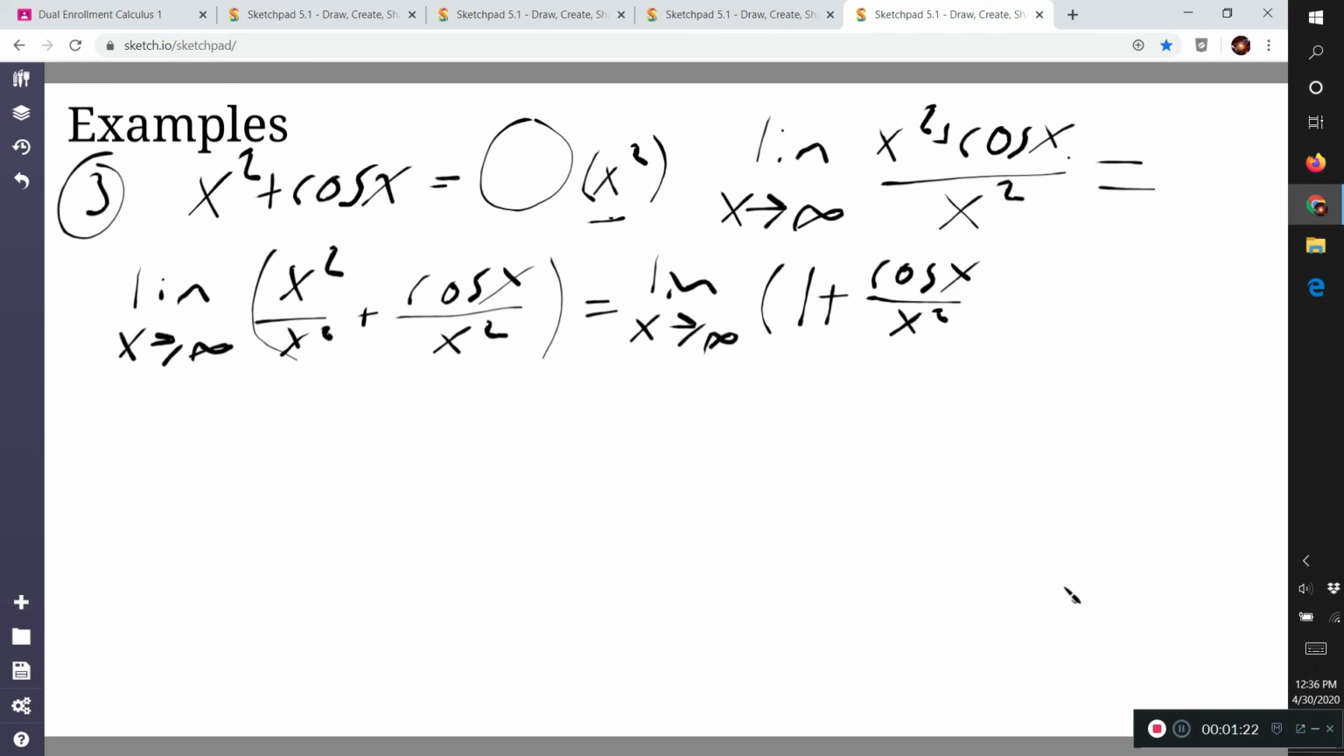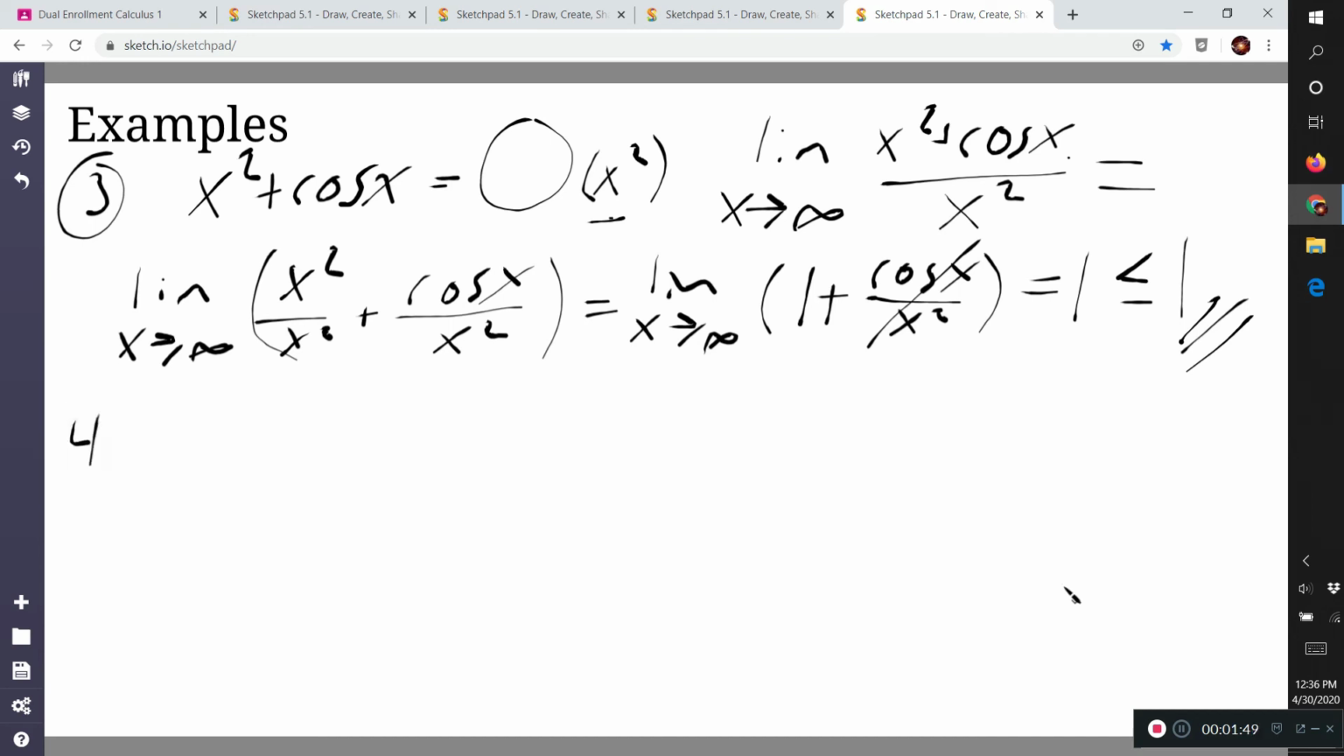So cosine x over x squared is going to get really, really big on bottom, but cosine's trapped between negative 1 and 1. So this is going to zero out. So this is going to equal 1, which is less than or equal to 1. As long as it's less than or equal to some positive integer, then we have shown that x squared plus cosine x is big O of x squared.